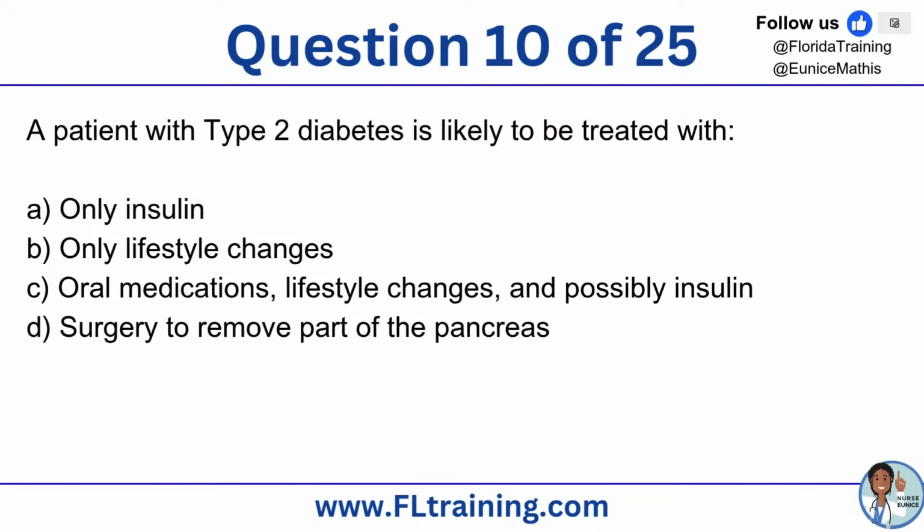Number 10, a patient with type 2 diabetes is likely to be treated with which of the following? Is it A, only insulin, B, only lifestyle changes, C, oral medications, lifestyle changes, and possibly insulin, or D, surgery to remove part of the pancreas?